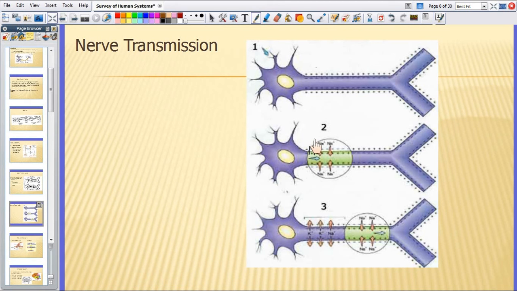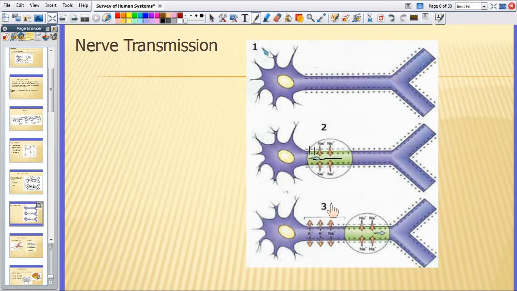This will allow sodium ions, which are positive, into the axon, and the negative ions will then be replaced. This will make the inside more positive than outside. Those positives will draw the negative electricity to them and move them down the axon. This is called depolarized.